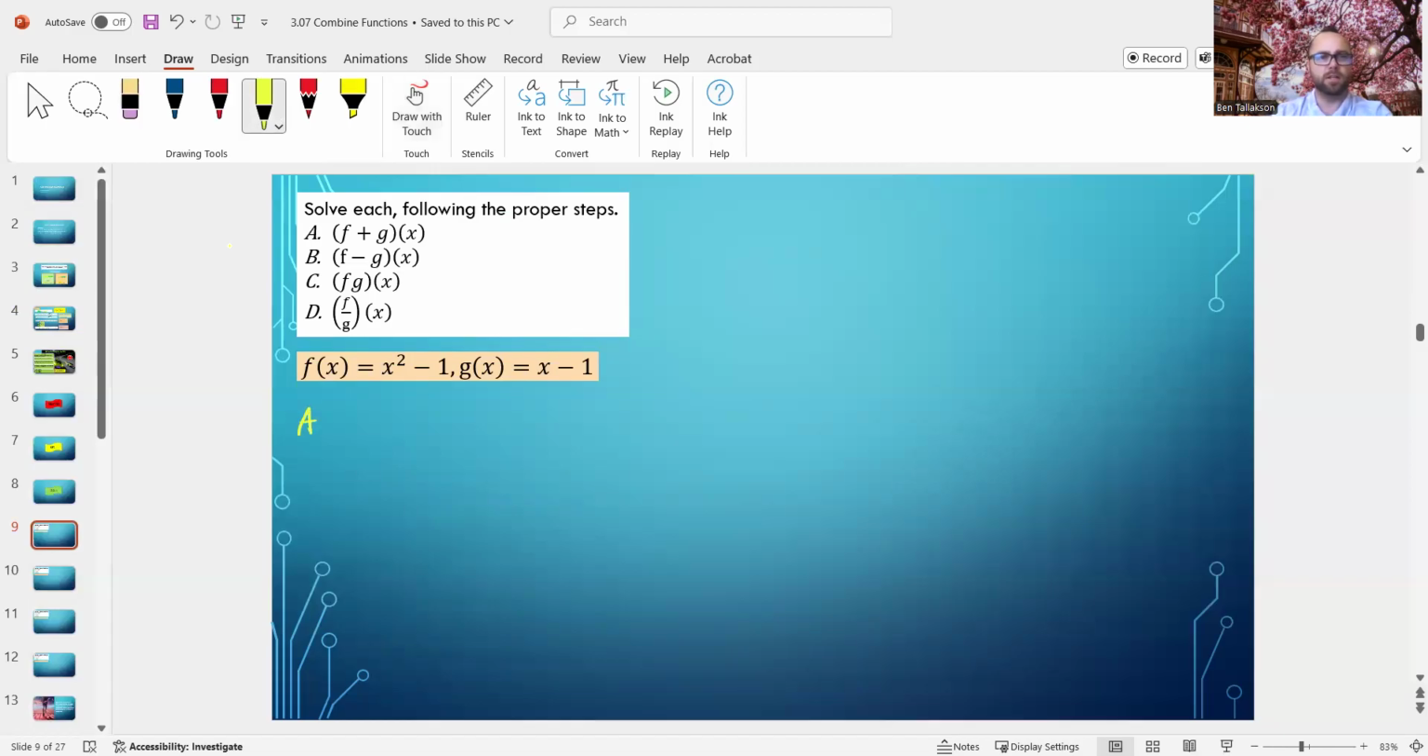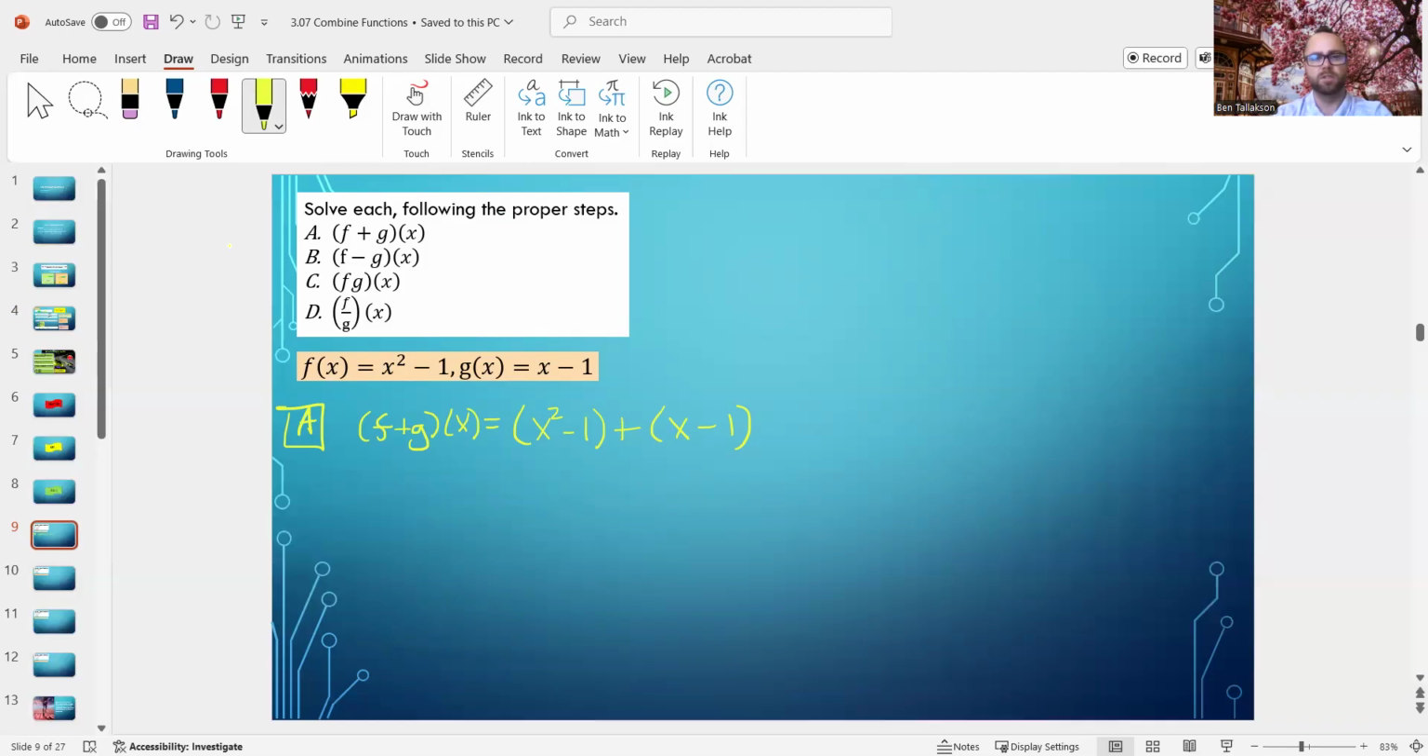First, we are adding f. I'm going to get used to writing the notation, and you should too. F plus g of x is f of x plus g of x. Double check your signs, your parentheses, everything. Are we adding? Yes, we are.